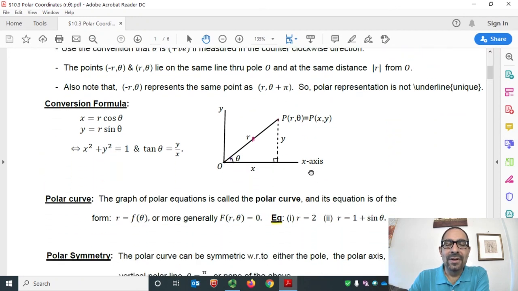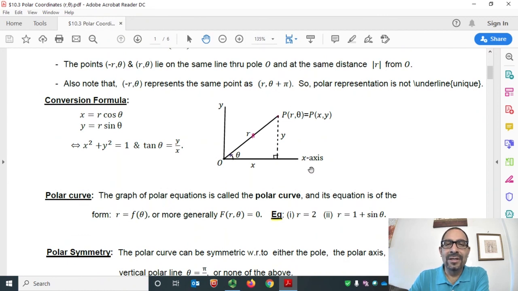The conversion formula: we can convert polar coordinates to Cartesian coordinates and vice versa. We have this formula. So in this diagram here, here's the x-axis, here's the y-axis. So the point is P(x, y). We can also call this x-axis the polar axis, the origin the pole, and then we have the point P, whose representation in terms of r and theta is simply P(r, theta).